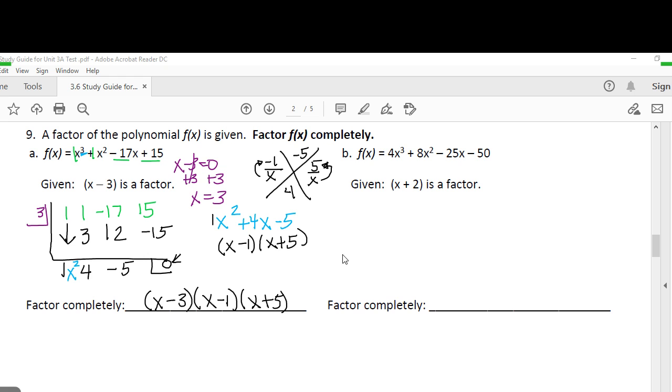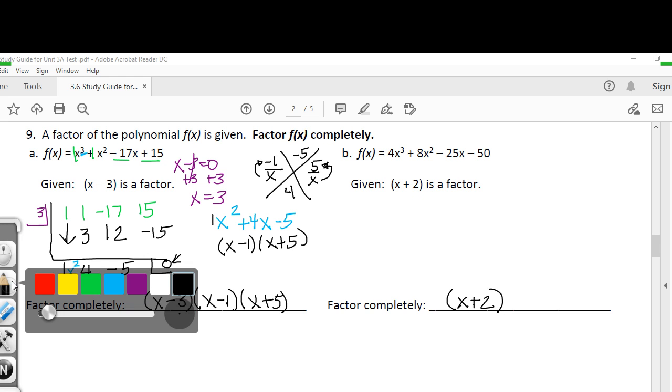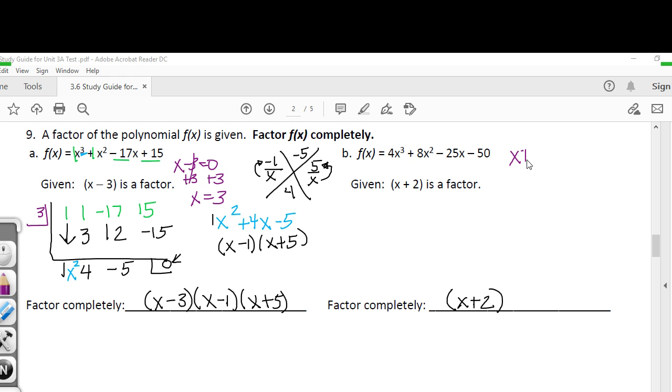All right, let's look at B. They're giving me 4x cubed plus 8x squared minus 25x minus 50. And they're also giving me that x plus 2 is a factor. So guess what? I can already come down here because they're telling me this is a factor. So that's part of my answer. And now I've got to go find my other 2 factors. So I'm going to find my box number. So x plus 2 equals 0. Subtract 2 from both sides. So my box number is going to be a -2.